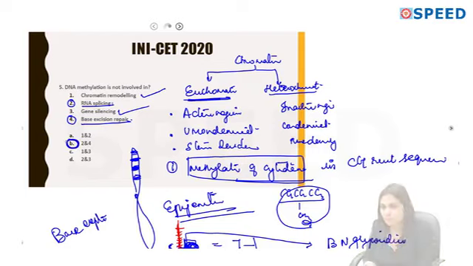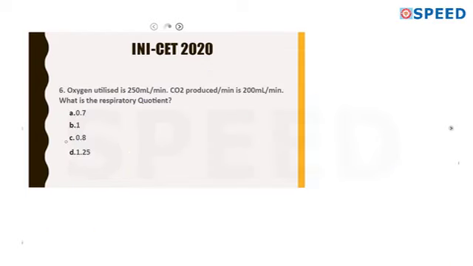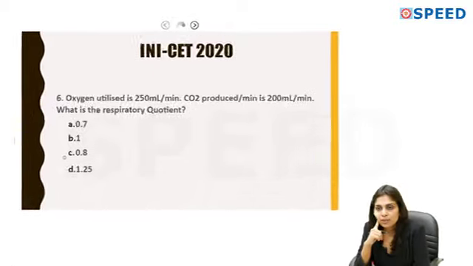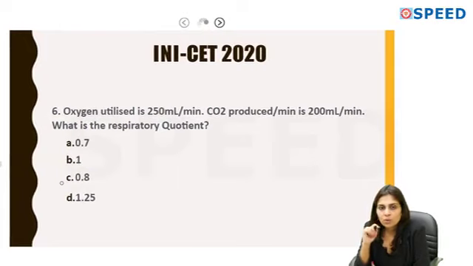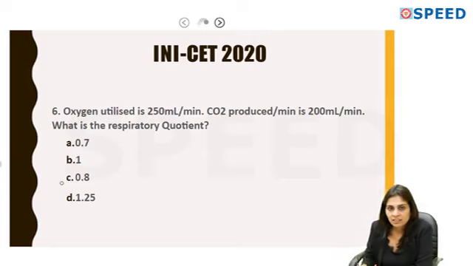Yeah, answer is B. Oxygen utilized is 250 ml per minute. Carbon dioxide produced is 200 ml per minute. What is the respiratory quotient? I would say this is the simplest question that can be asked in INI-CET.